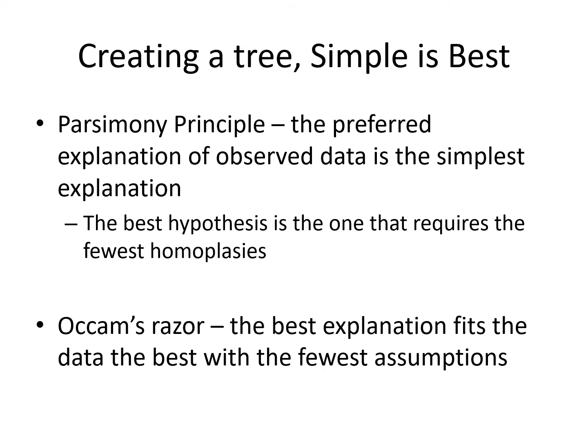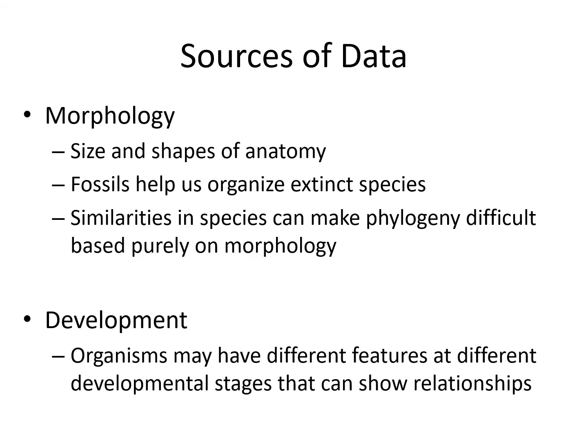So, what are some sources for our phylogenetic trees? Well, morphology is the size and shape of things. That's the basic starting point that we usually use: what does something look like? If it looks the same, let's go down to it. We look at developmental stages, seeing if things age the same way.